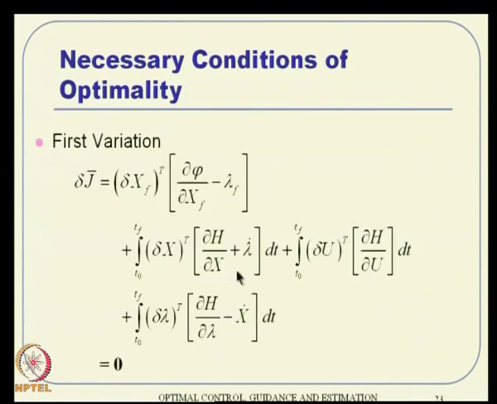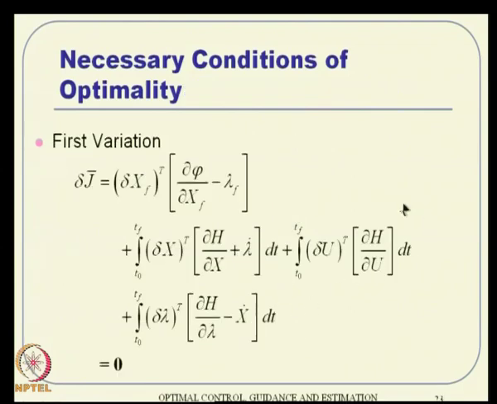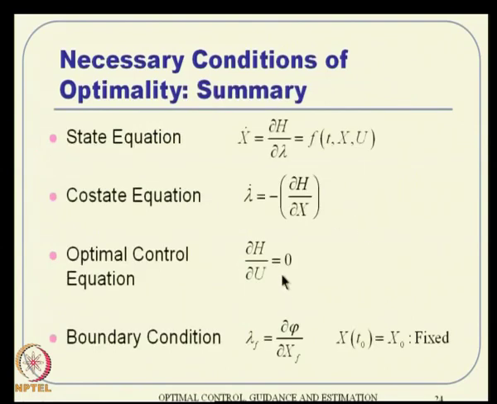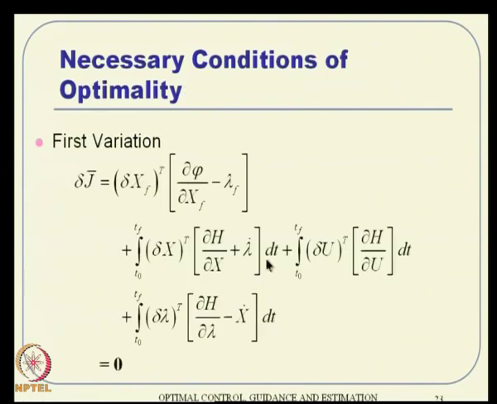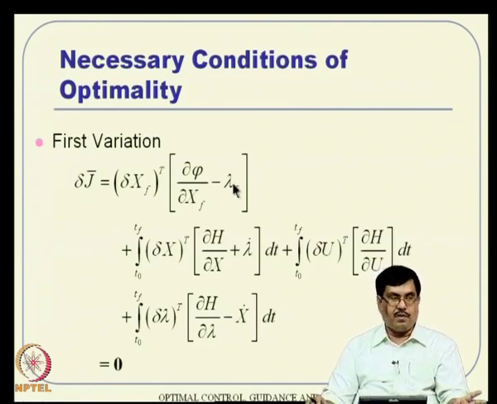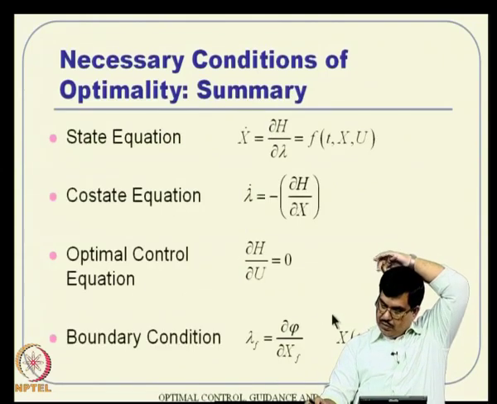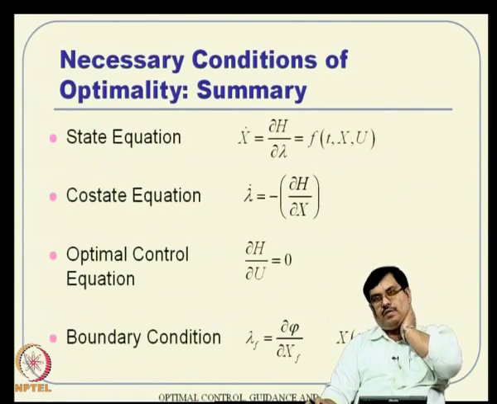Similarly, if you talk about this equation, lambda dot equal to minus del h by del x, what we derived just before. Similarly, this coefficient is nothing but del h by del u equal to 0, what we already derived again actually. Similarly, the boundary condition will come from here, lambda f equal to del phi by del x f. Okay, we have not considered other generic boundary conditions, we have considered where Tf is fixed actually. So that is how it landed up here actually. Alright, so this is what the summary is.